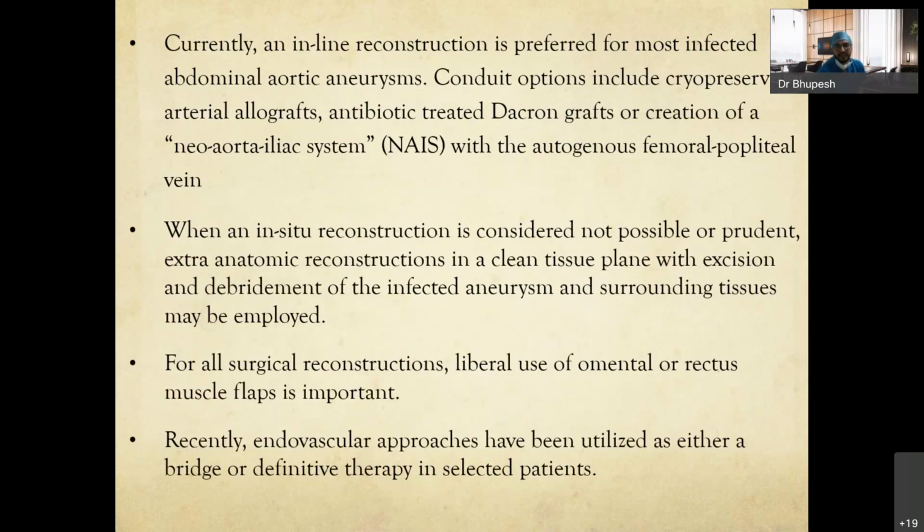When an in situ reconstruction is considered not possible, then extra-anatomical reconstruction in a clean tissue plane, with excision and debridement of the infective aneurysm and surrounding tissue, can be done. For all surgical reconstruction, liberal use of omental and rectus muscle flaps is important. Recently, endovascular approach has been utilized as either a bridge or definitive therapy in selected patients.